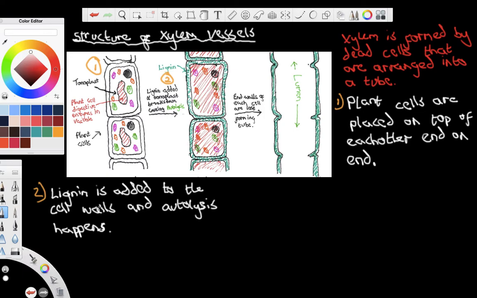Okay, now lignin is a waterproof chemical that stops cells from being able to lose or gain water. You see lignin in wood. Wood is dead cells made of lignin. Okay, we'll talk more about that in a moment. So lignin, and it's our first keyword, lignin is a chemical added to cell walls to make them waterproof.